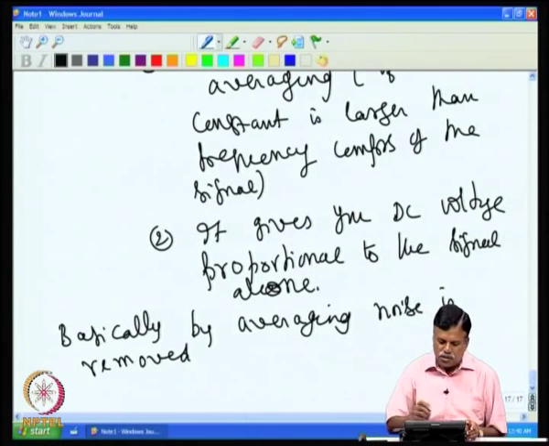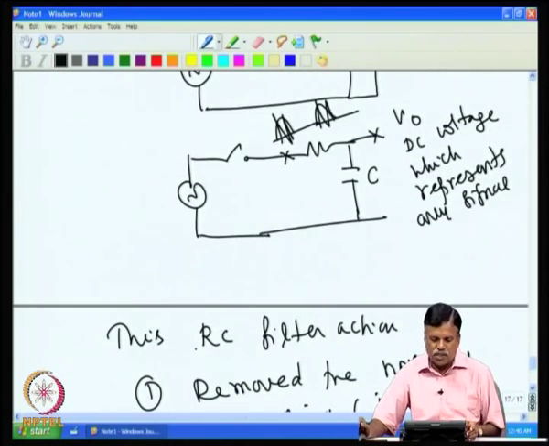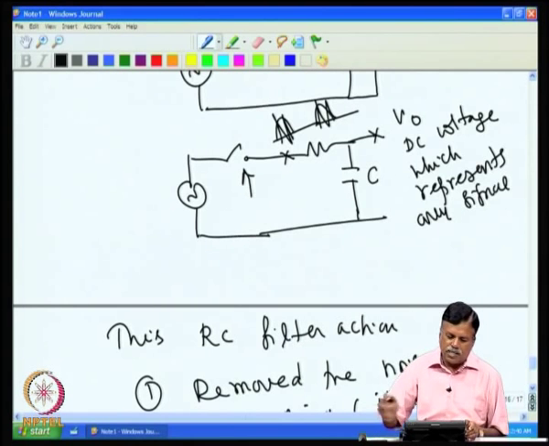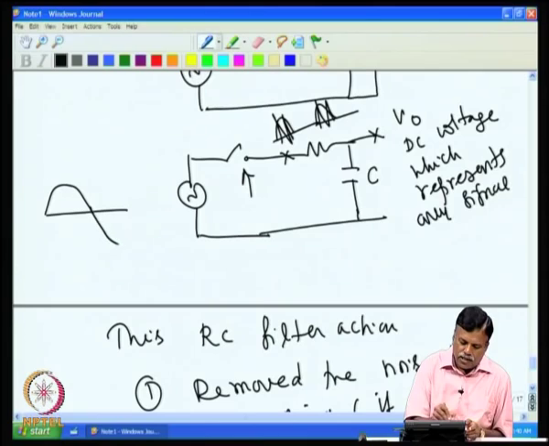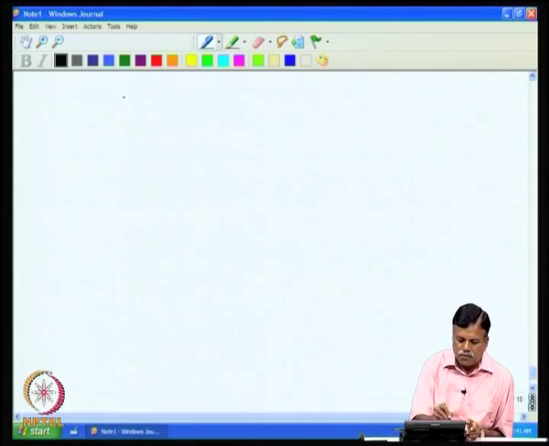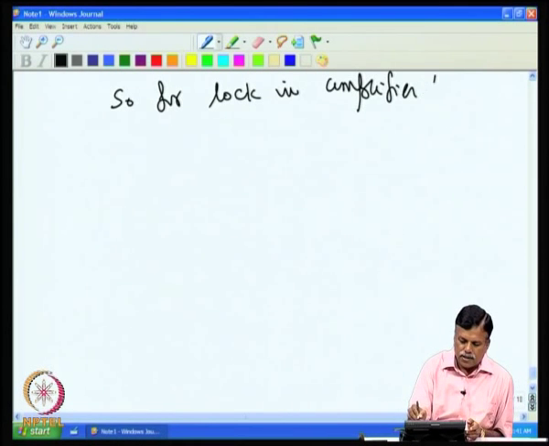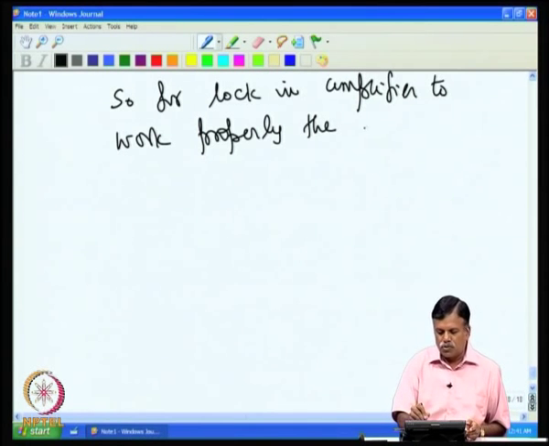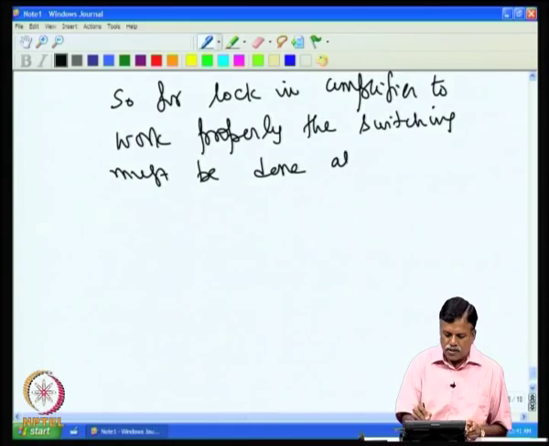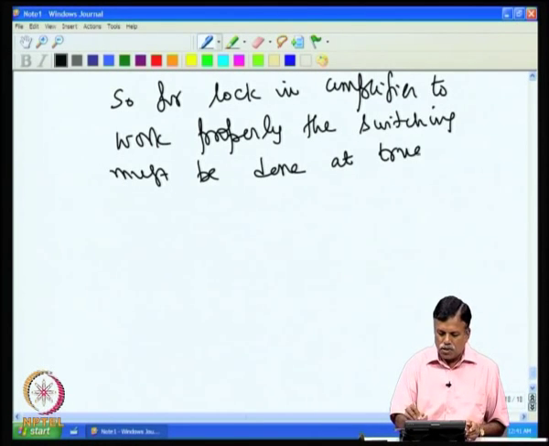This noise rejection happens only if the switching is done correctly, because the switch should be on during the positive half cycle and off during the negative half cycle. Then the averaging can take place. So one should find out the true zero crossing points of the signal. For lock-in action to take place, for the lock-in amplifier to work properly, the switching must be done at the true zero crossing points of the signal.